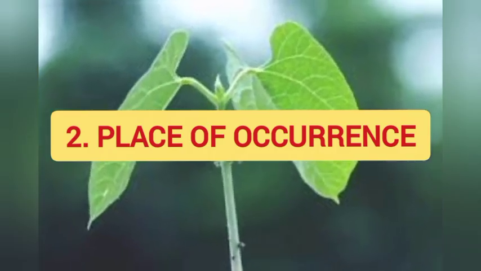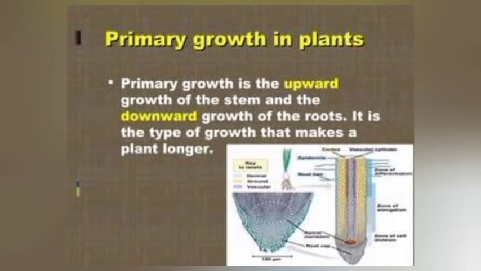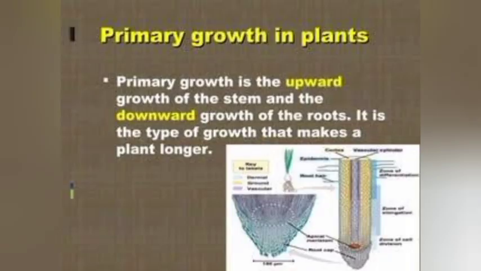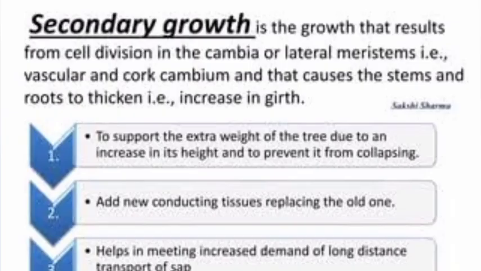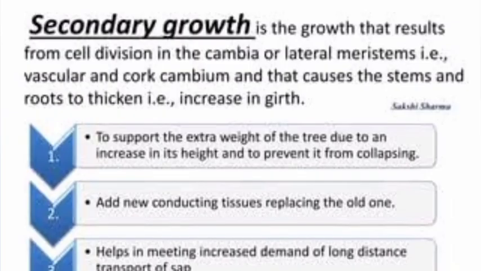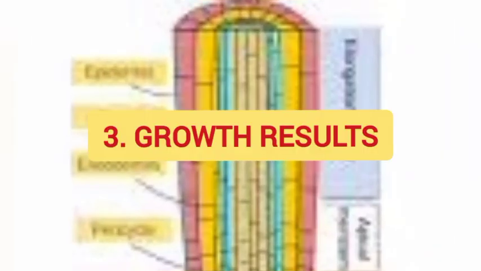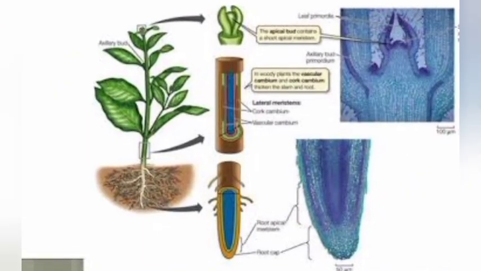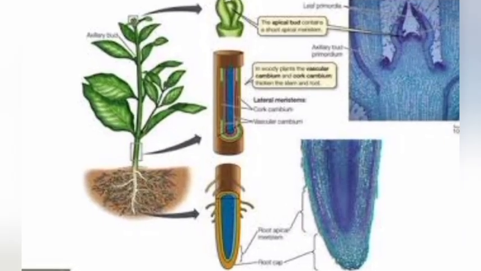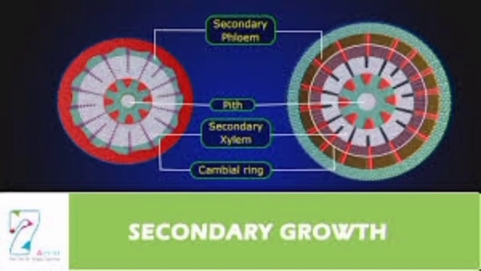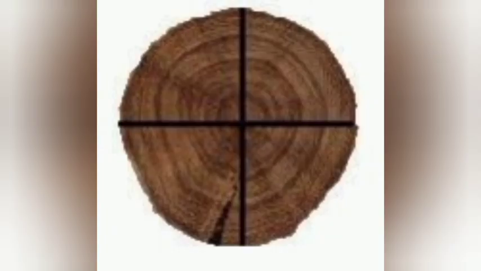2. Place of occurrence. Primary growth is growth that occurs at the tip of the root and the tip of the stem. Meanwhile, secondary growth is growth that occurs in the cambium. 3. Growth results. Primary growth results in an increase in stem and root length, while secondary growth results in an increase in the thickness or ring diameter of the plant.